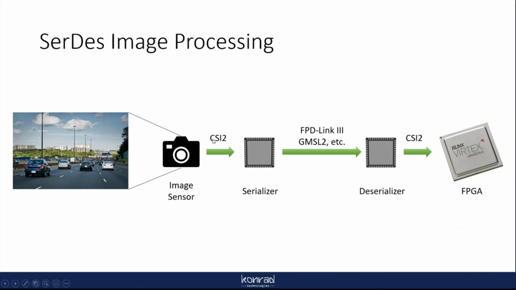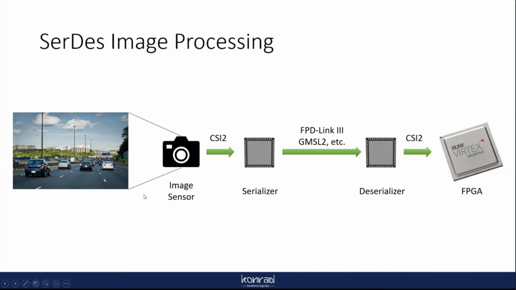It's a mobile standards board called CSI-2, and there's different serializer chipsets. Basically you have to have a matching serializer and deserializer. Then there's a layer in between that typically is FPD-Link or GMSL. There's GMSL1, GMSL2, GMSL3. GMSL2 is probably the most popular.